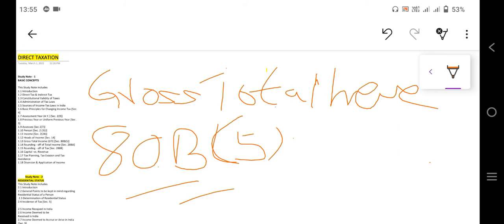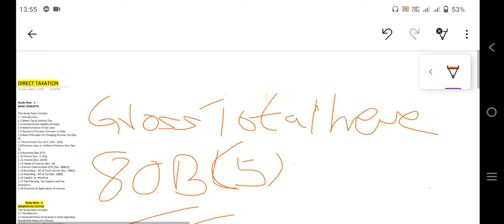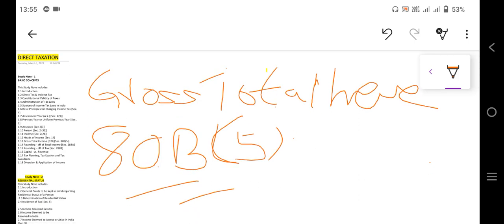So gross total income is the aggregate of income under all five heads. We already discussed the five heads: salaries, income from house property, profits and gains of business or profession, capital gains, and income from other sources. Aggregate means overall we cover. After aggregating, all the incomes will be treated as gross total income.